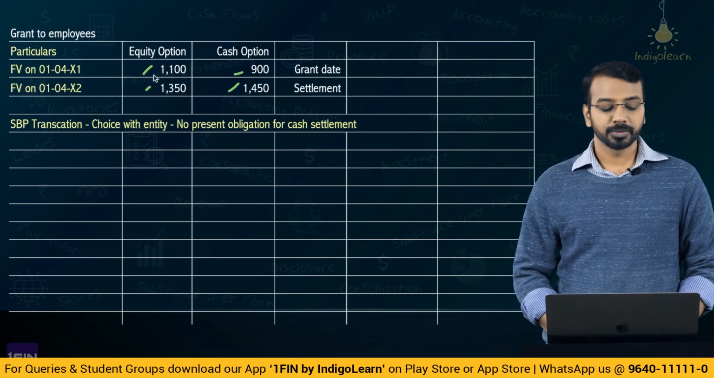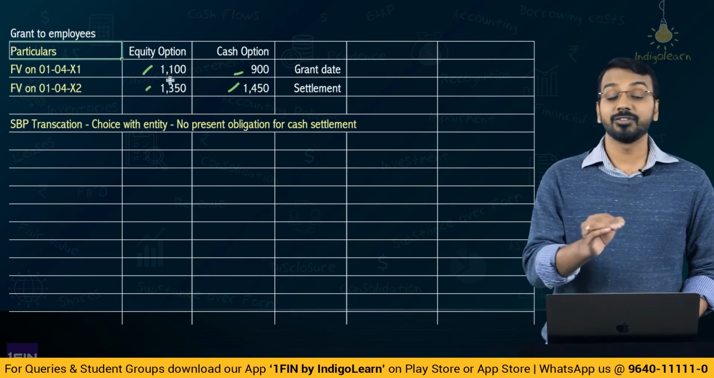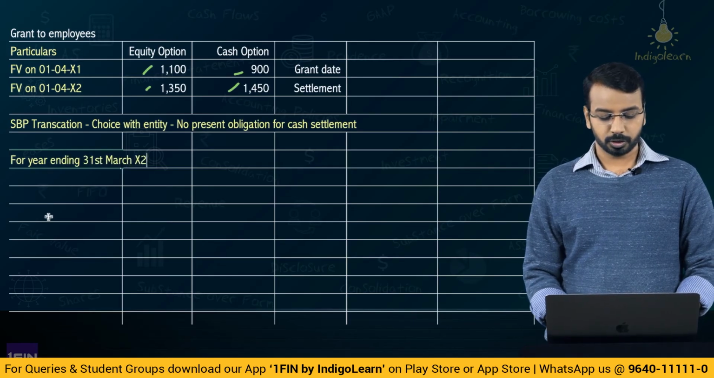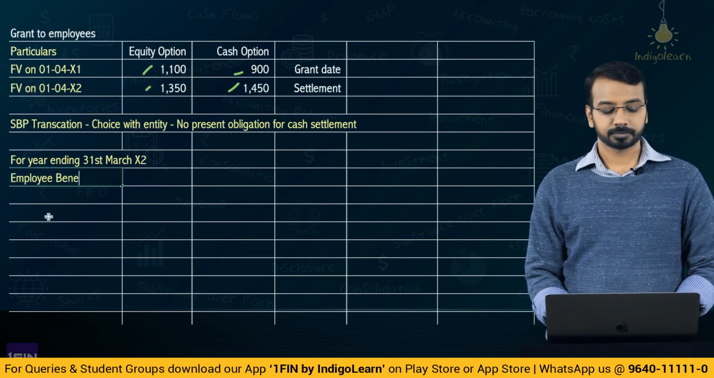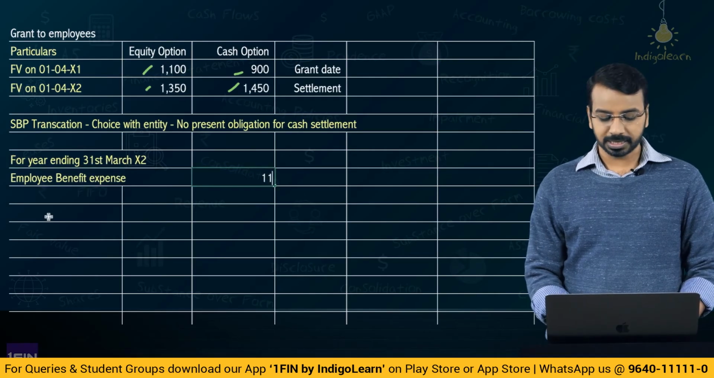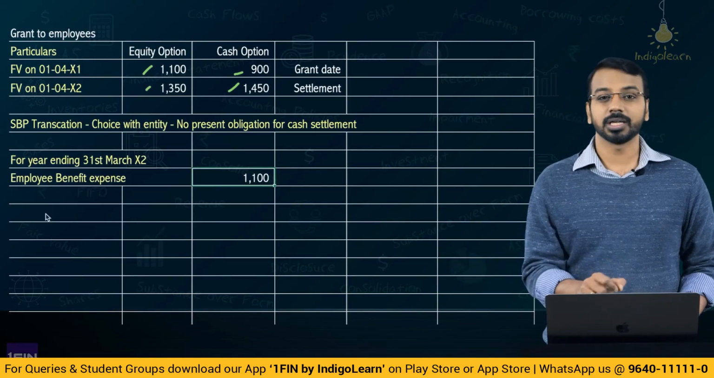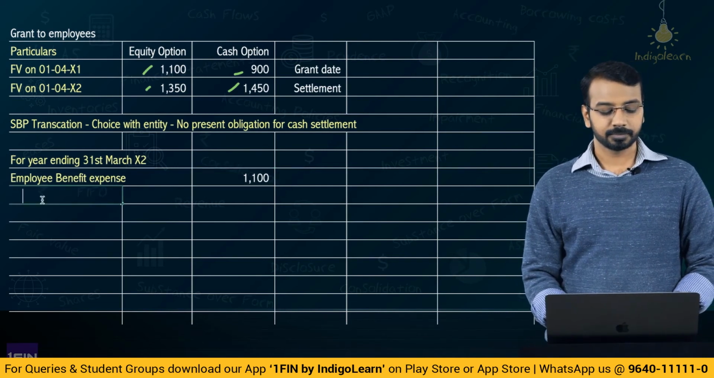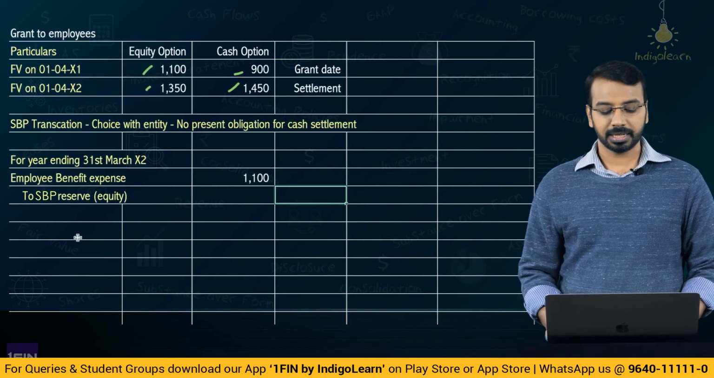Okay, this is a grant to employees. So whatever is the date of the grant, you will take the fair value of that date, which in this case is 1100, and 1100 will be recognized as an expense in the first year. So for the year ending 31st March of year 2, that is 1st of April year 1 to 31st March of year 2, employee benefit expense will be debited by how much? 1100. So friends, please remember, whenever there is an equity settled transaction and the transaction is with the employee, you will consider the fair value on the date of grant, which is 1100. And what will you credit? You will credit SBP reserve under equity, 1100.